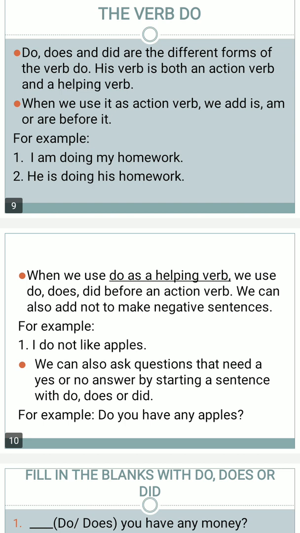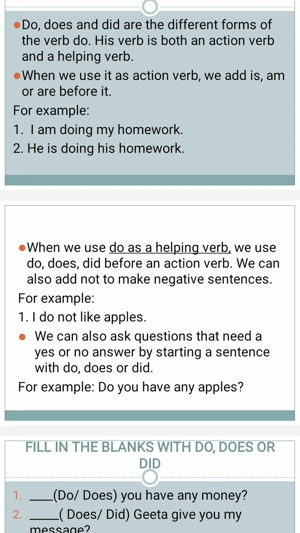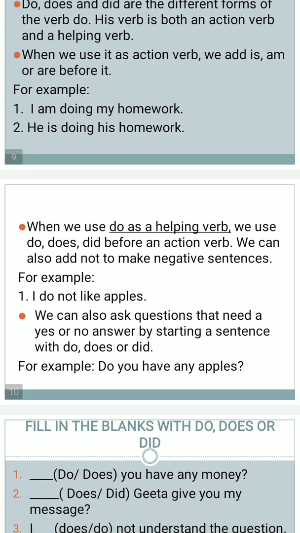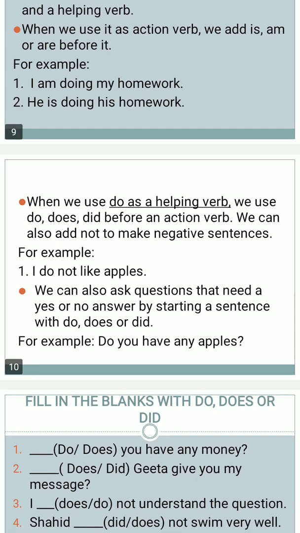And it is a helping verb also. Whenever we need to write a sentence, we can use it as a helping verb. When we need to represent it as an action, as work, we add is, am, are before the word do. For example, I am doing my homework. Do plus ing, doing, present continuous form. Along with it I use the helping verb am. He is doing his homework.